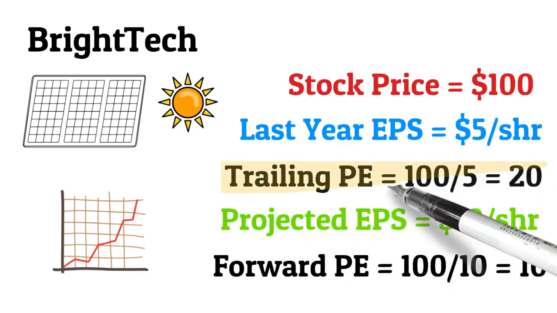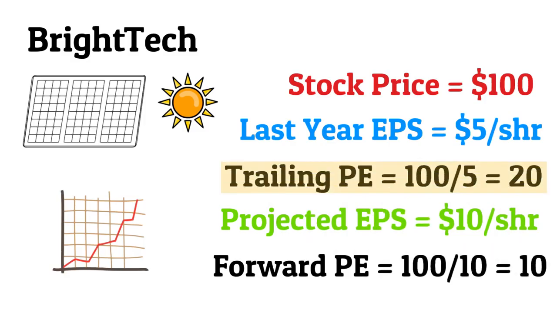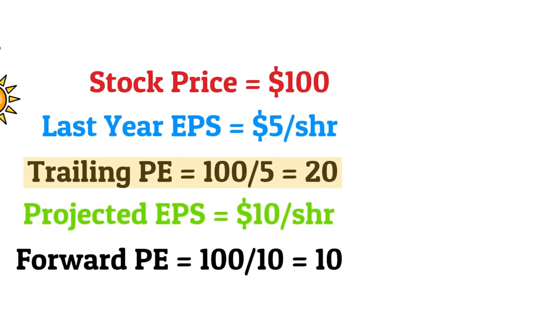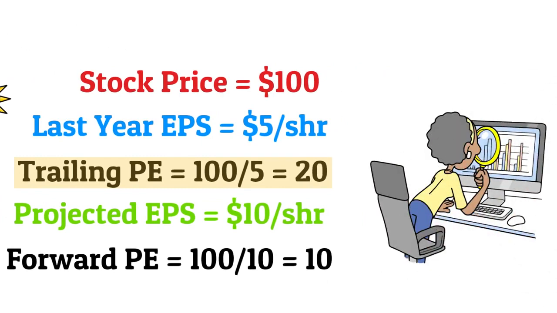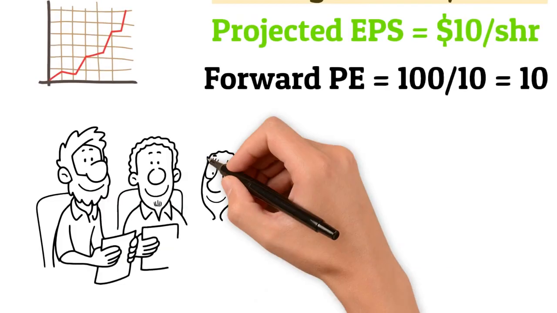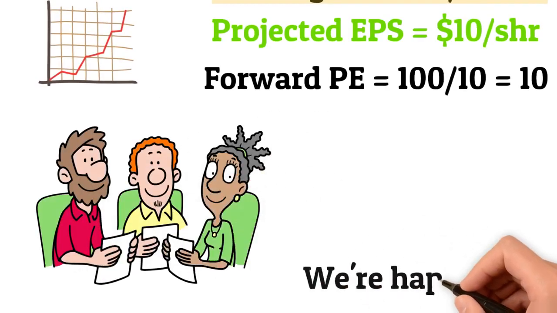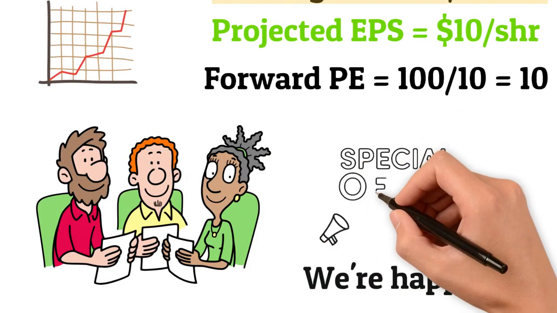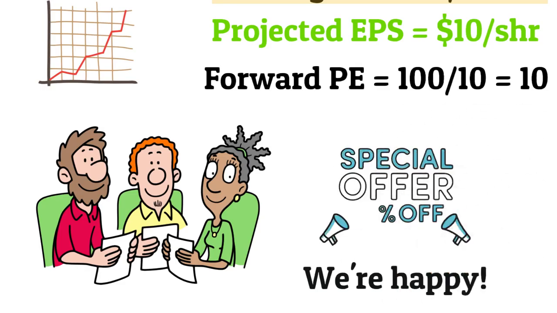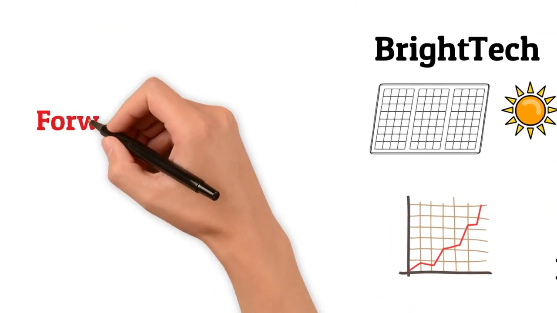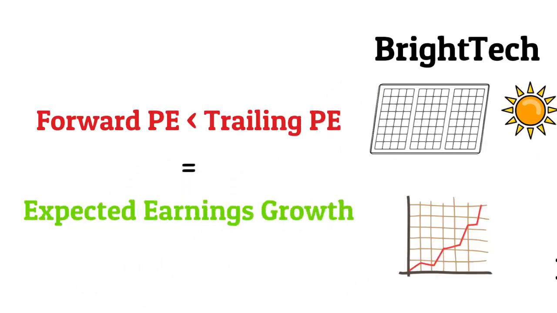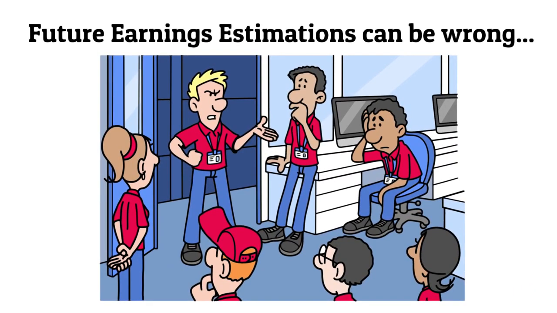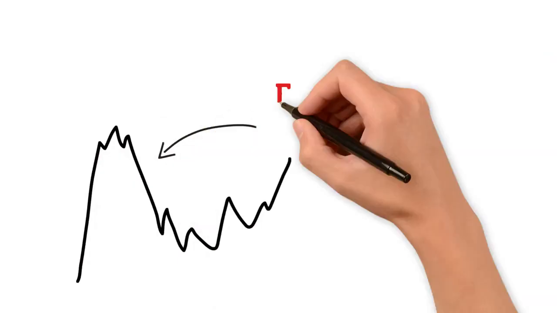The trailing PE of 20 is based on Bright's actual performance over the last year. This is grounded in real historical data, so it reflects what the company has achieved. The forward PE of 10 is lower, reflecting optimism about the company's future. If analysts are correct, the stock appears cheaper based on future earnings. If the forward PE is lower than the trailing PE, it suggests that investors expect earnings growth. However, forward PE depends on estimates, and if Bright fails to meet these expectations, the stock might not perform as well as anticipated.